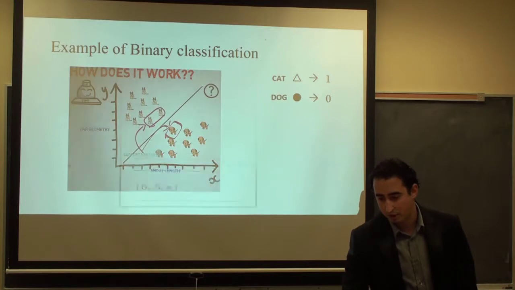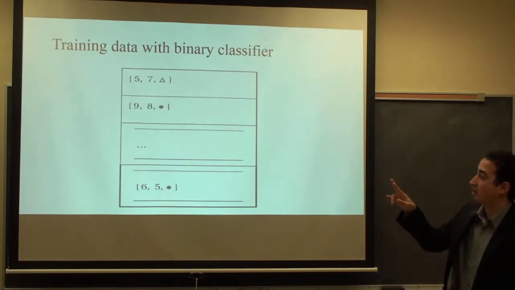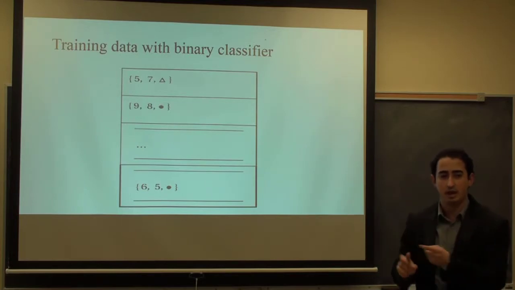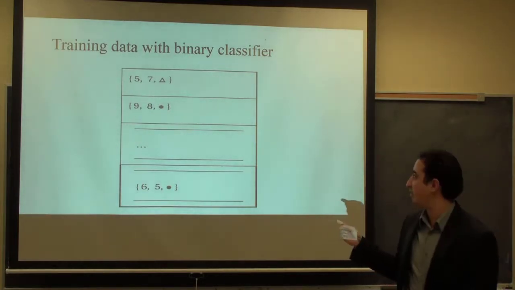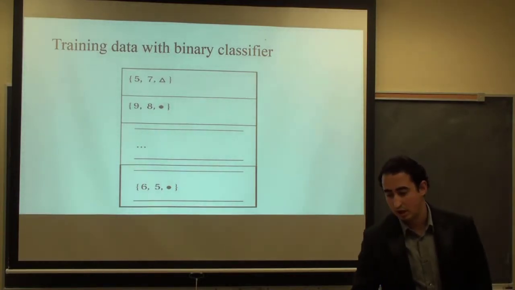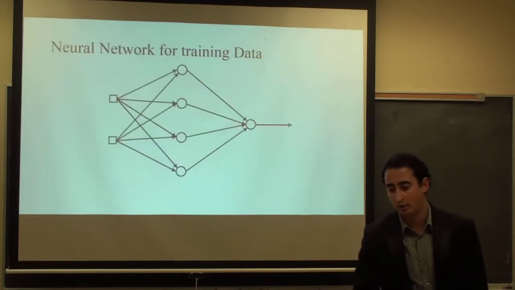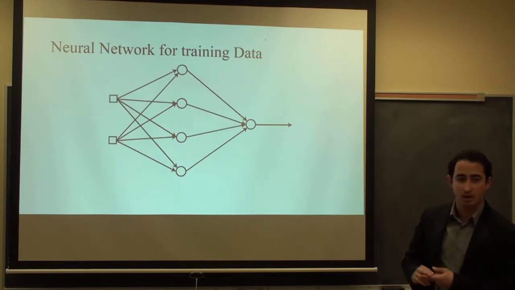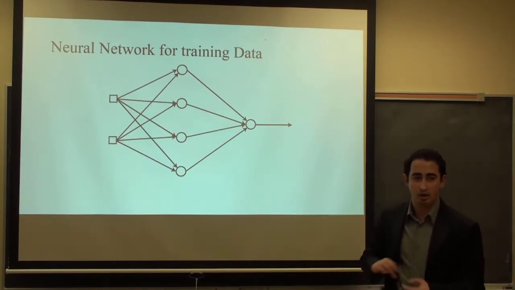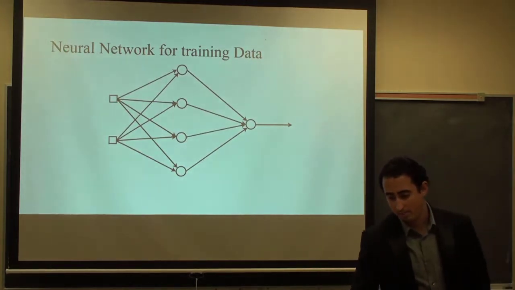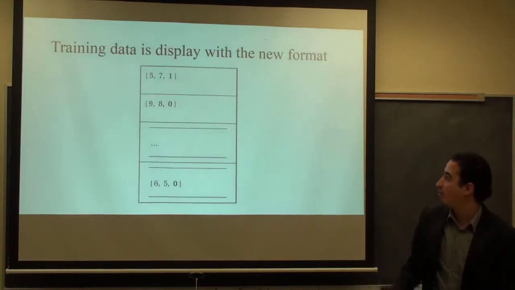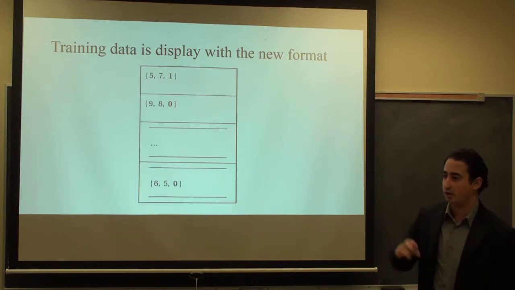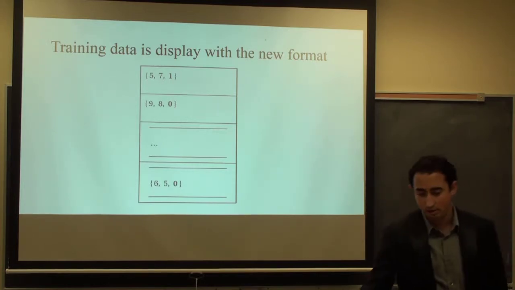Because we have two classes, we're going to have two parameters of input and we have output. The output is going to be either a cat or a dog, either the triangle or the circle. So how is our neural network going to look? We're going to have two inputs and one output, and we have a hidden layer, and they're all related to each other. So for the training, we're going to have two inputs, but our output is going to be either 1 or 0, either a cat or a dog.